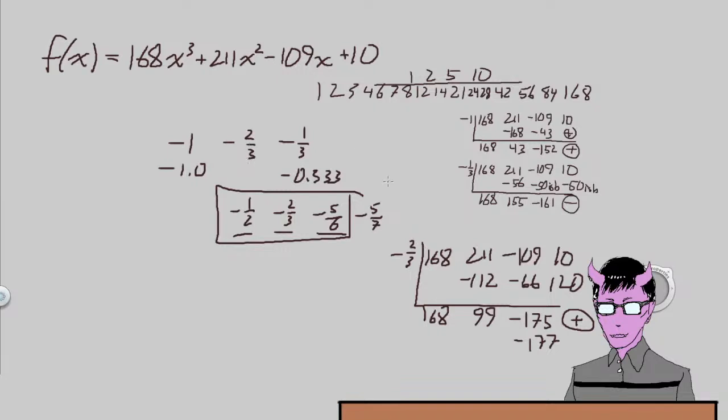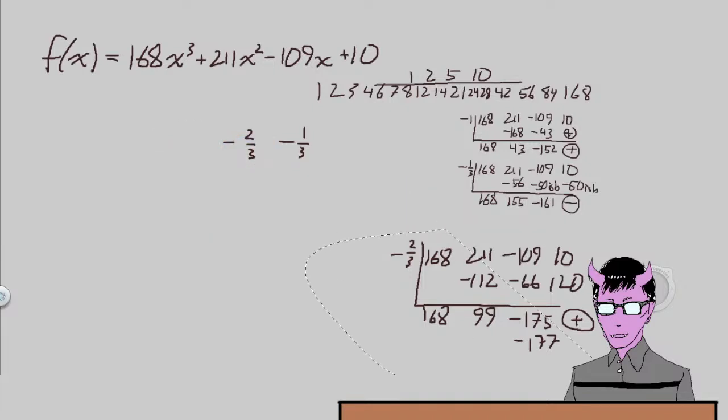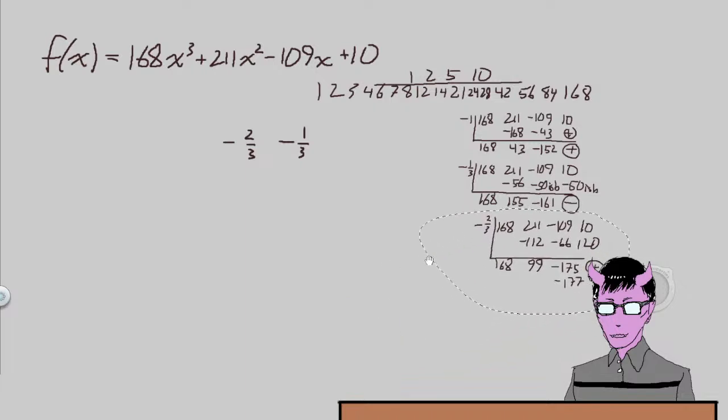What can we figure out? Well, since this negative 2/3 gives us a positive, and this negative 1/3 gave us a negative, that implies that one of our zeros is between negative 2/3 and negative 1/3. Thank you, intermediate value theorem. That's the most I can get out of this information, so let me shrink it and put it off to the side.